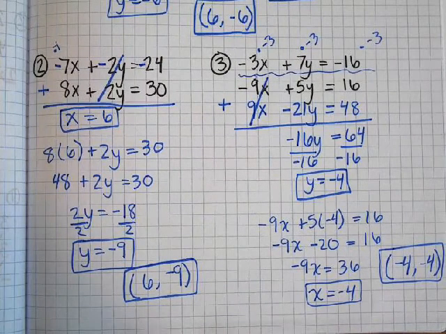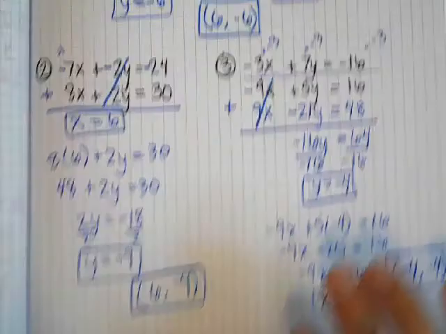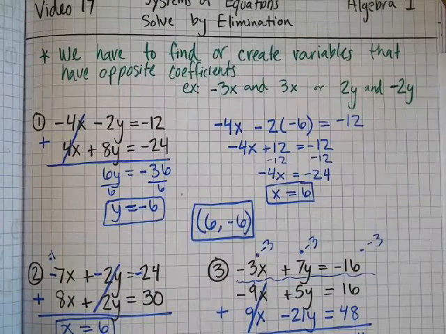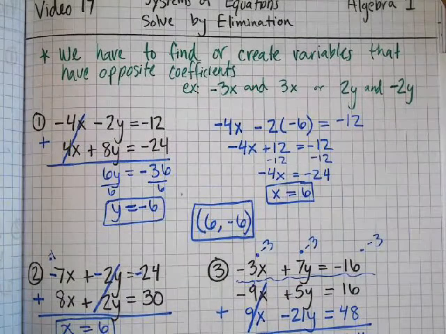All right, so this is our third and final way to solve systems, which is by elimination. And just remember, you have to either find or create those variables that have opposite coefficients. And that's your key to making this work and being successful.